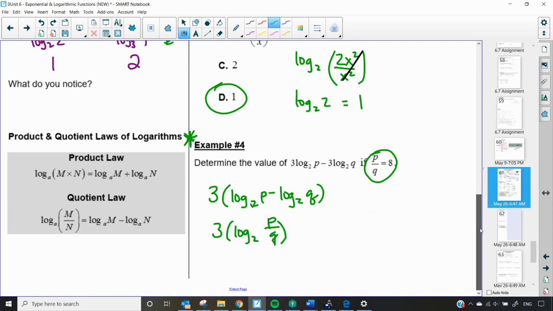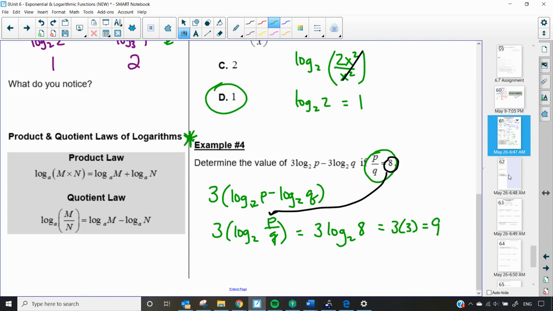Now, we have the expression p over q, so we can replace the p over q with an 8. So rewriting that expression, we're going to have 3 log base 2 of p over q, which is 8. And log 8 divided by log 2 is 3. So we're left with 3 times 3, which is 9. Now, coming back to this later on, I will show you how we can use a different identity to simplify this in a slightly different way.